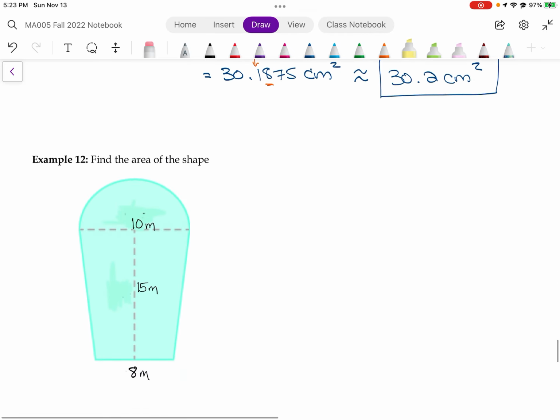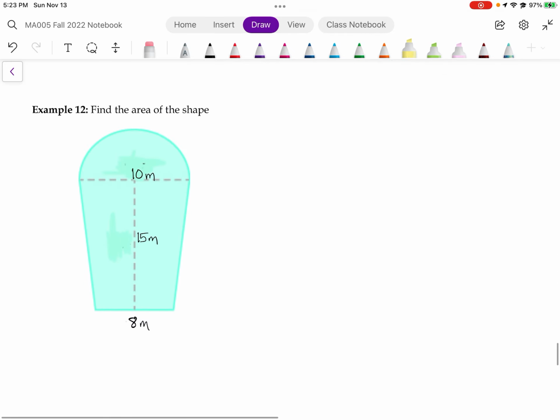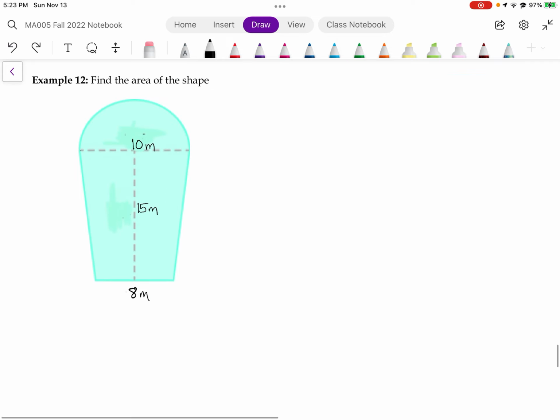All right, find the area of the shape. So we have two things here. I'm going to draw and erase, so you might want to be looking at the video. This is a trapezoid. This is half of a circle. We're just going to add them together.